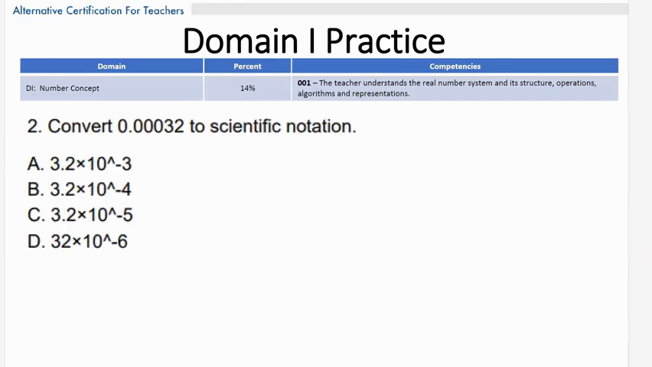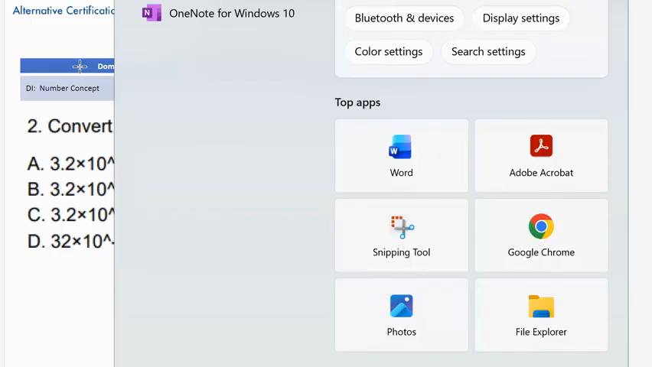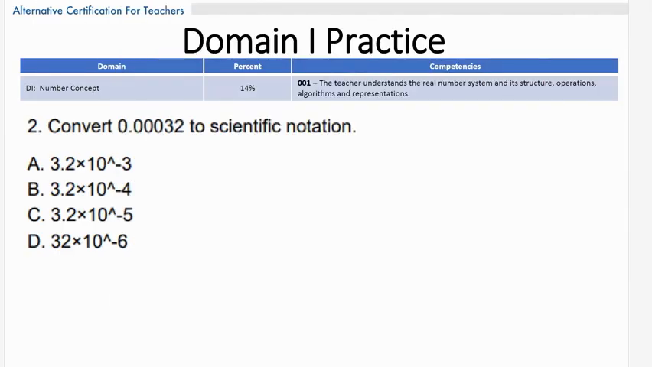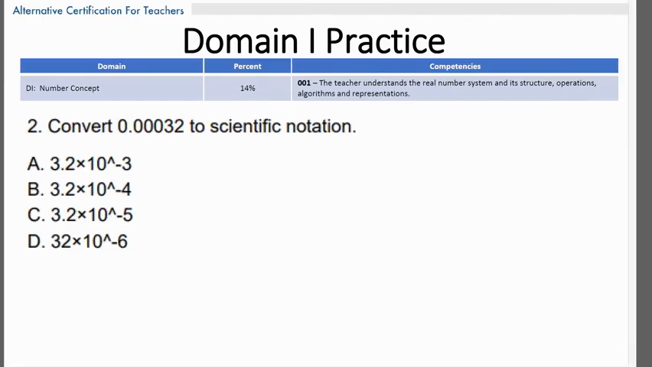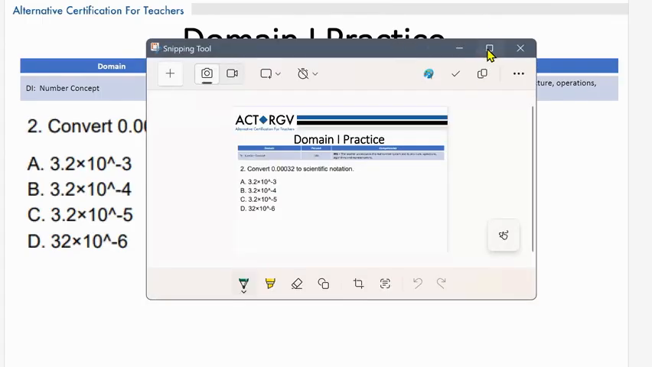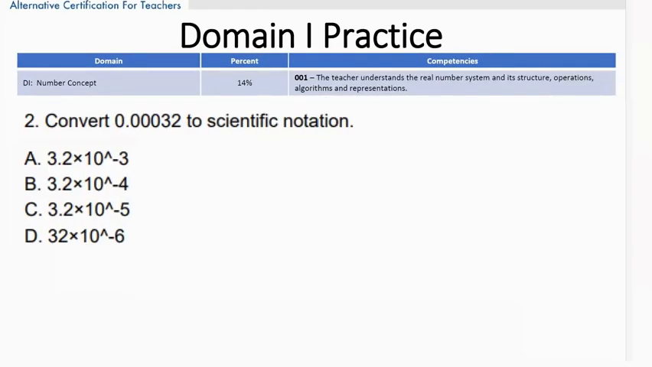All right. Scientific notation. I guess I'm going to do the same thing. I need to do this. I don't know why my pen is not working, but it's okay. Let's read the competency. The teacher understands the real number system and its structure, operation, algorithm, and representation. It's still competency 001, okay?